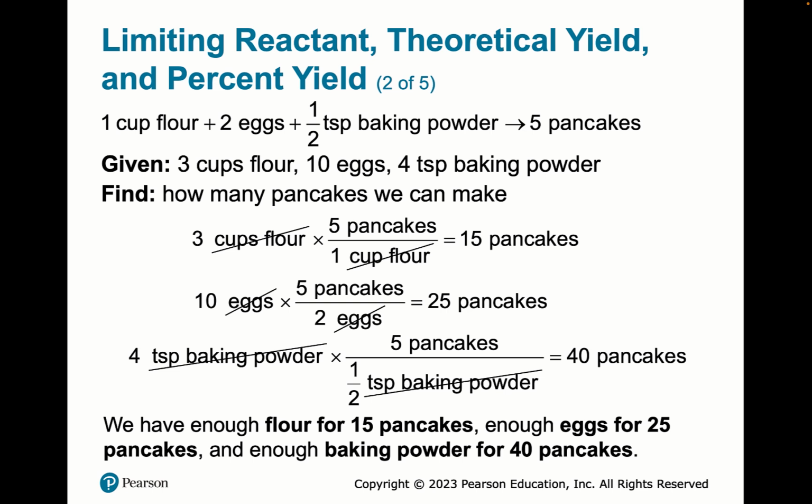In order to form 25 pancakes, we need more flour. In order to form 40 pancakes, we need more eggs and more flour. So we are limited by one of these reagents, and in this case, it's the amount of flour that we have. Things go until you're limited by something, typically.